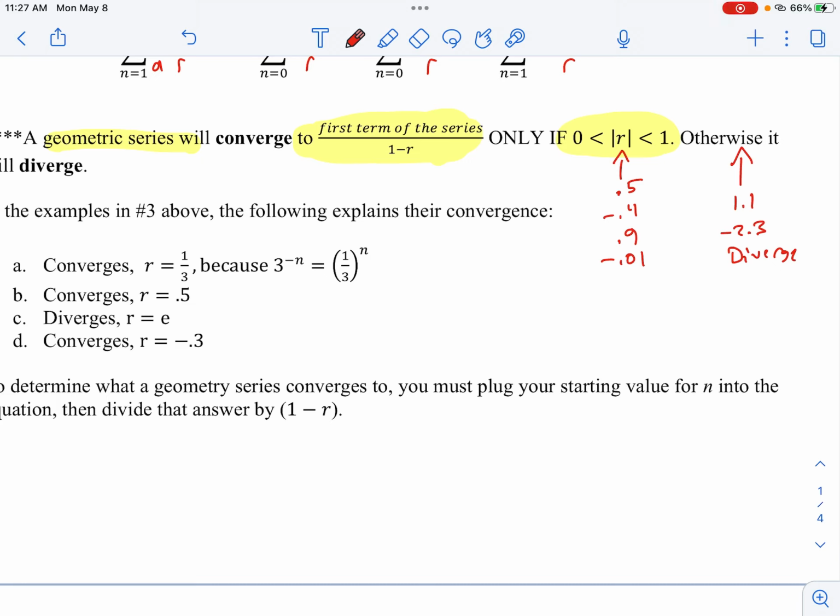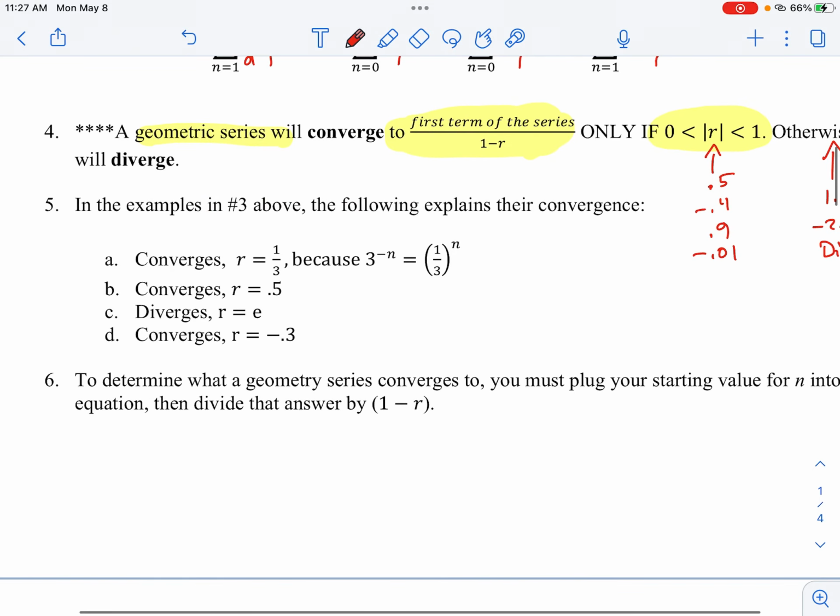And so this is the primary, most important thing to know about geometric series. It's some number raised to the n power, whatever that some number is, R. If the absolute value of it is between 0 and 1, then it converges. If it's greater than 1, it diverges. It's a very, very short, easy test for you to do.